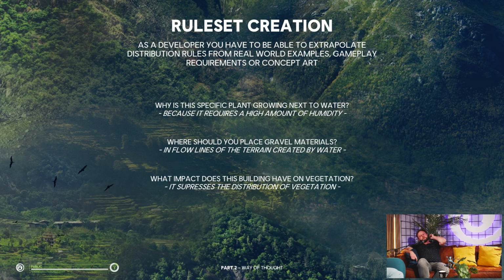Or also the interconnection between stuff. For example, what impact does a specific structure like a tower or a house have on vegetation? Houses should suppress vegetation or trees, so you have to keep an eye on that. And the premise here is that every condition can be made into a set of rules. Anything that you see in the world is most likely based on some kind of rules, and you can extrapolate those rules out of the real world or out of concept art or gameplay requirements, depending on your game.